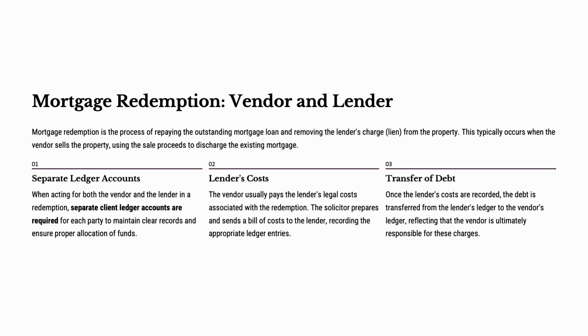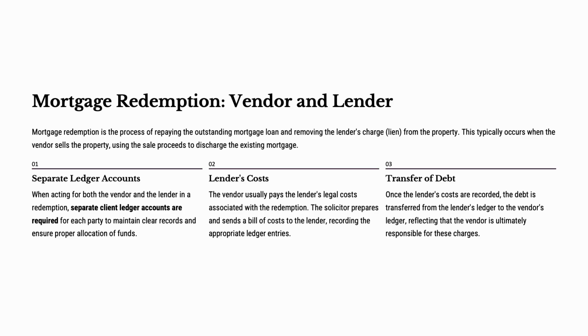So the next thing is mortgage redemption. Oh my goodness, that's important. Vendor and lender. When redeeming a mortgage, the solicitor ensures the lender is repaid and the lien is removed from the property. The charge is removed from the property.